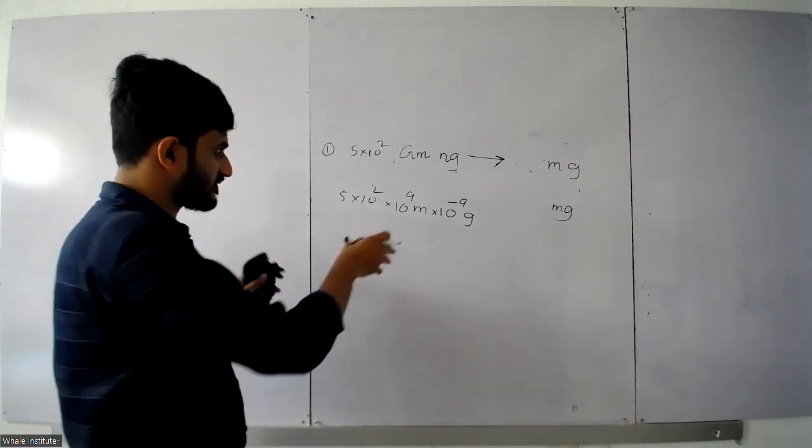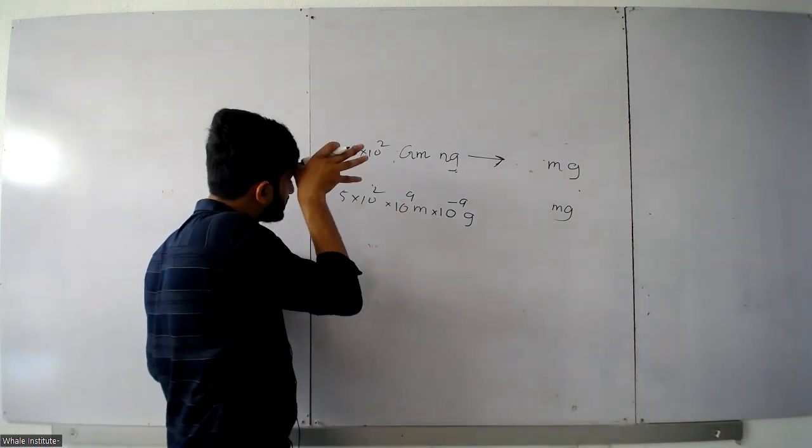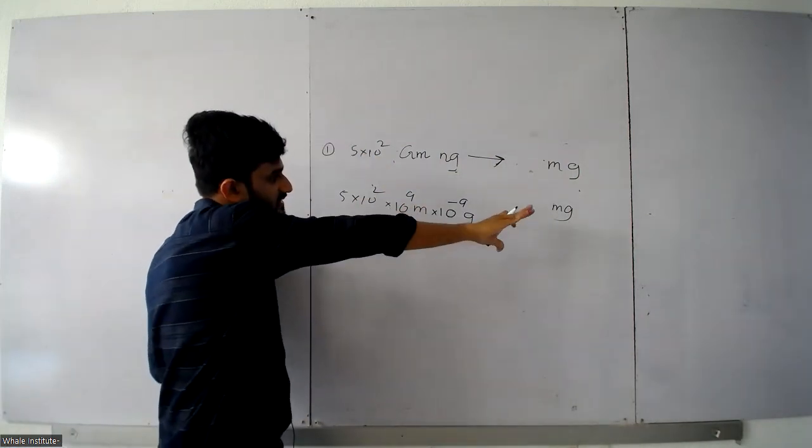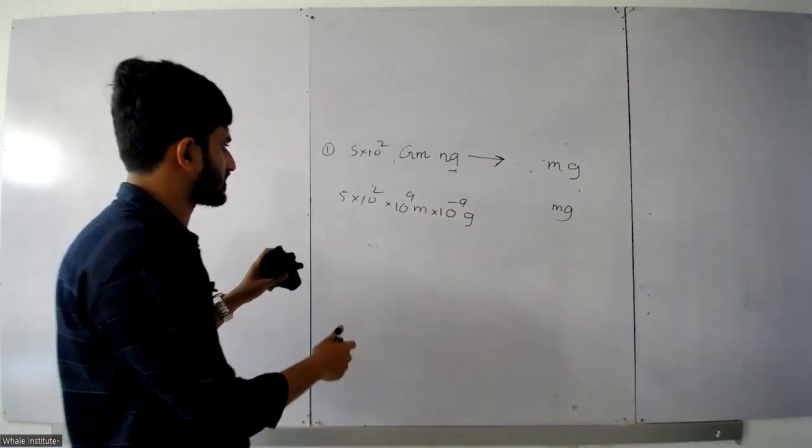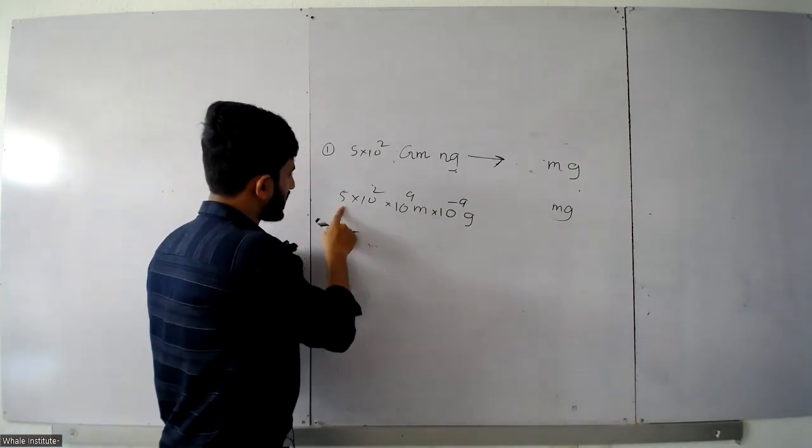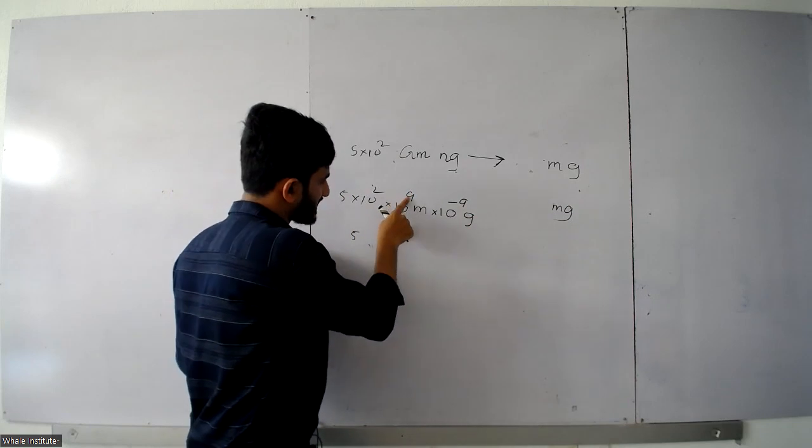Then okay when calculating, but at the end we have to put all the units on the right side. Then the final answer should be 5 into 10 to the power 2 plus 9 minus 9.